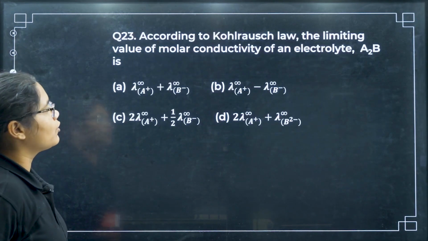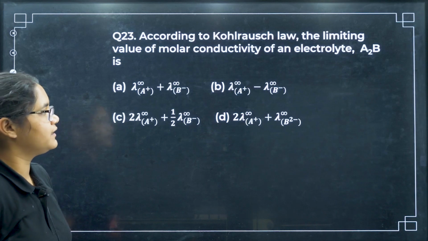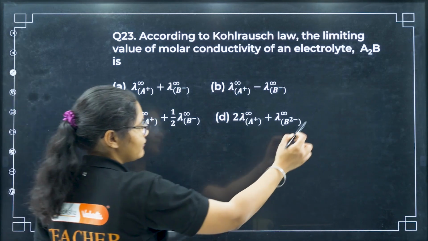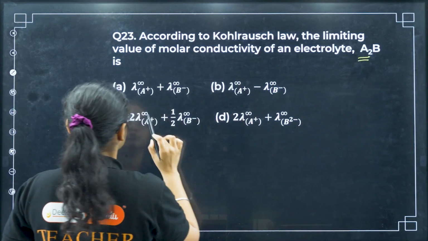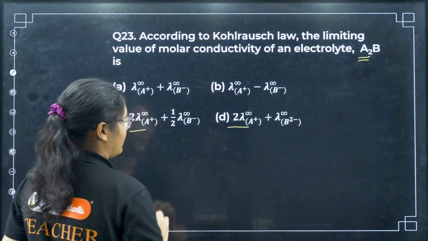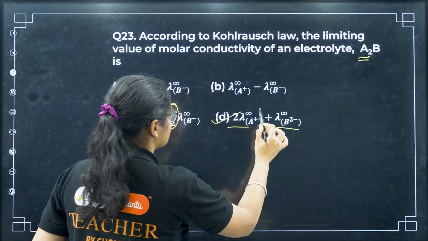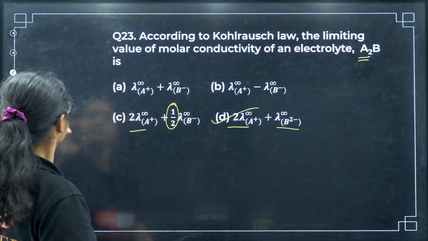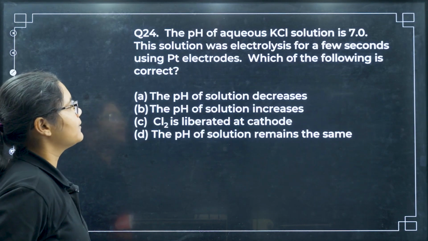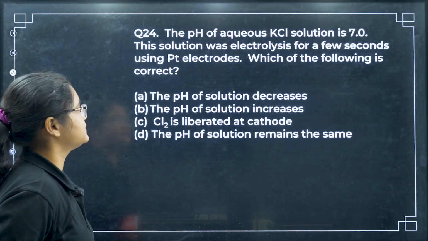Next, according to Kohlrausch's law, the limiting molar conductivity of the electrolyte is... So I have 2A, so there should be 2A here, right? Then there is no half B, only B should be there, so option number D.